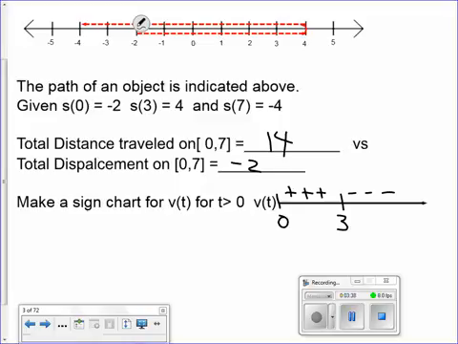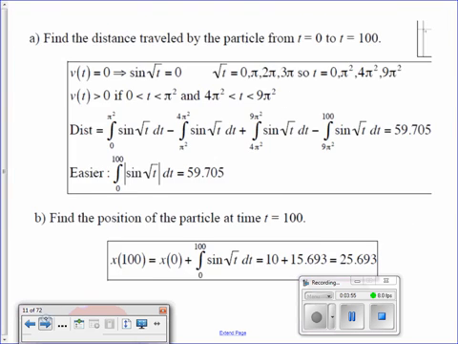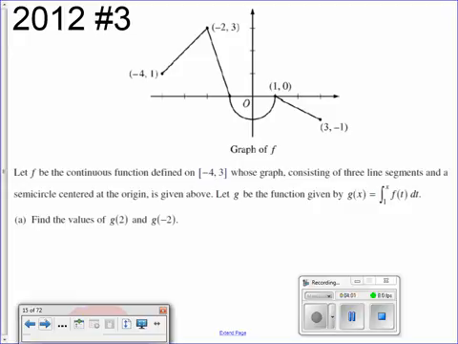Now, I guess I'll go over homework first, and then we'll get into a review of motion problems, because those are fun. Okay, so I gave you guys the solutions to the 2012, 13, and 14 graph of the derivative AP problem. What I'd like you to do is find that in all these notes, check your answers, and see what you'd like me to go over.